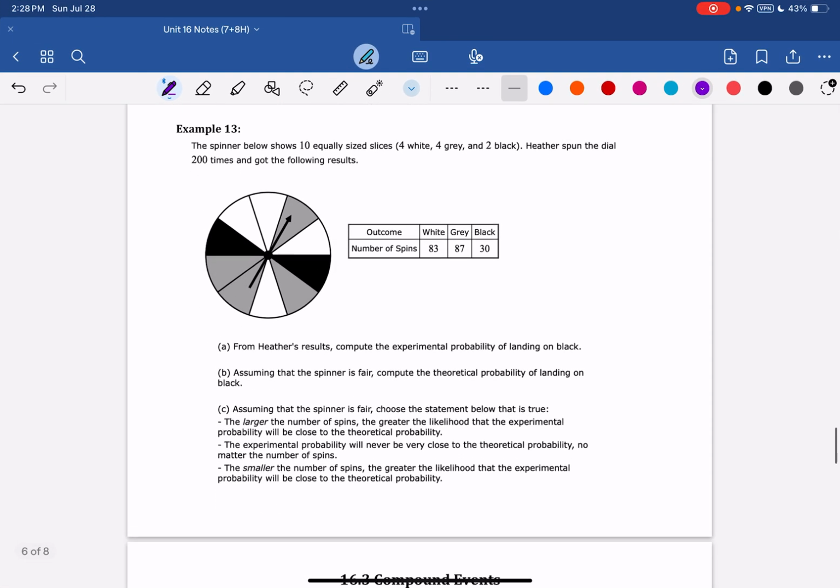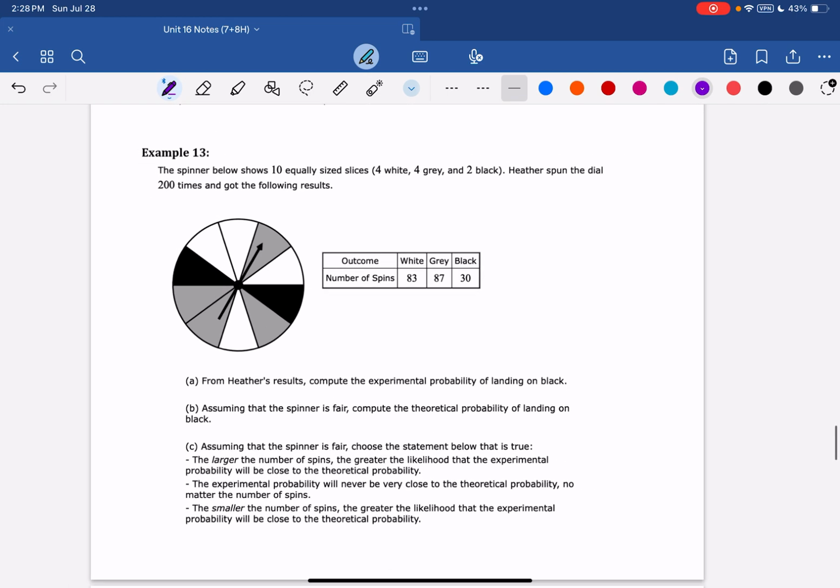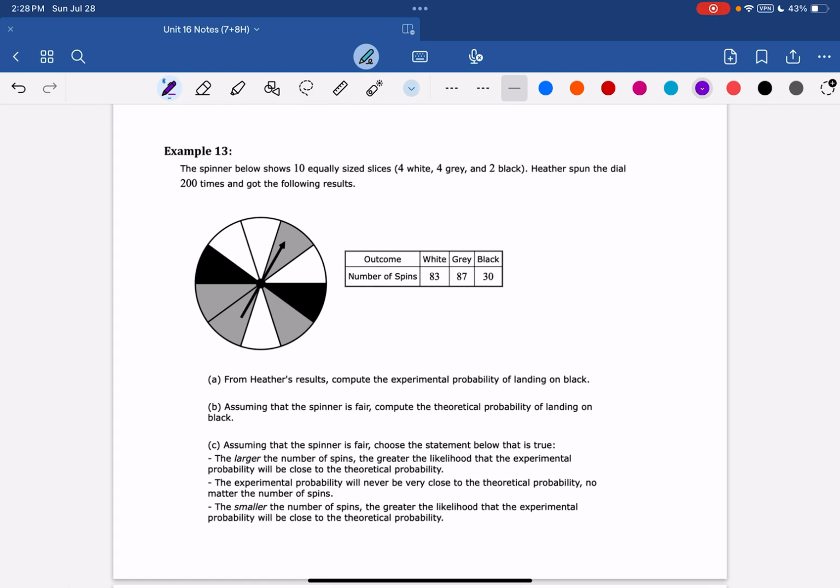And our last example of the day. The spinner below shows 10 equally sized slices. Heather spun 200 times, and this is her result. From Heather's result, compute the experimental probability of landing on black. So she got black 30 out of her 200 times, which is 0.150. Assuming that the spinner is fair, compute the theoretical probability. So a black would be 2 out of 10, which would be 0.200.